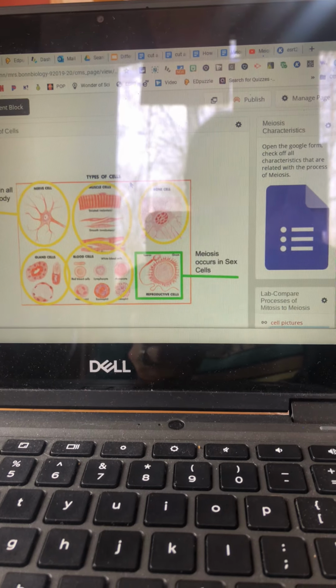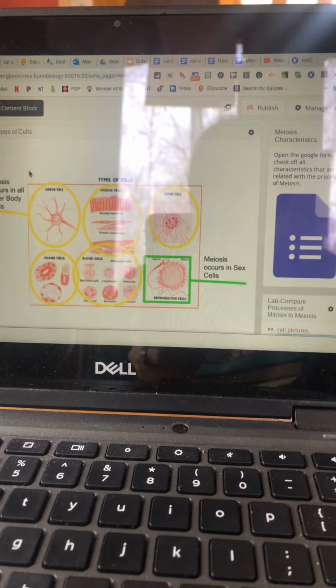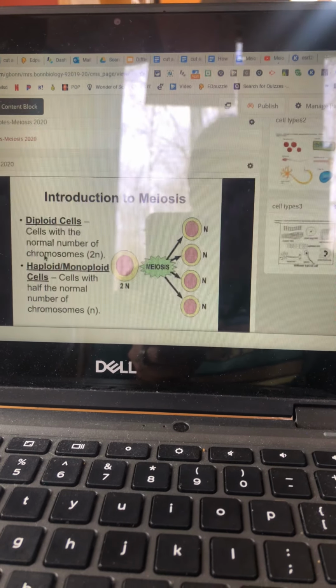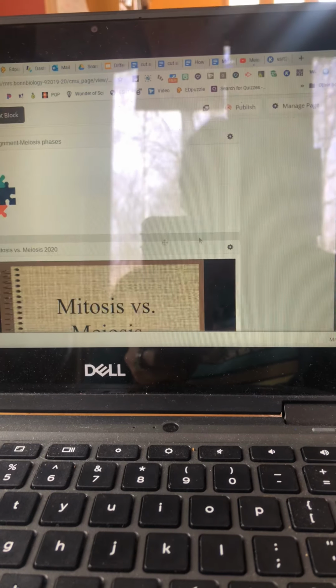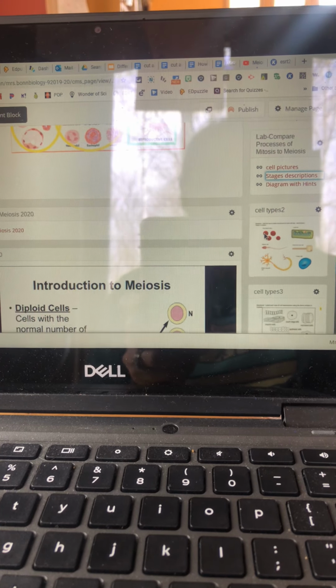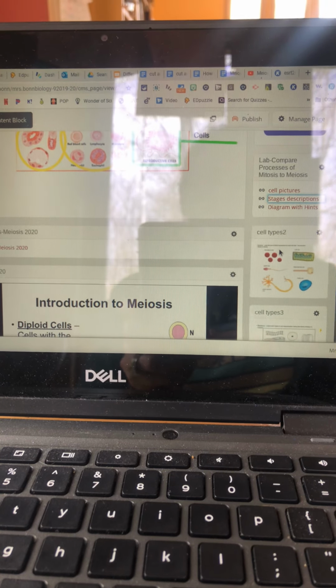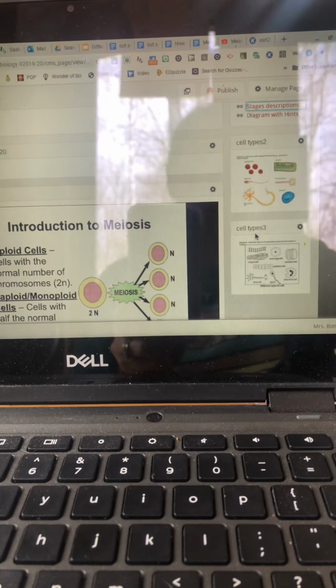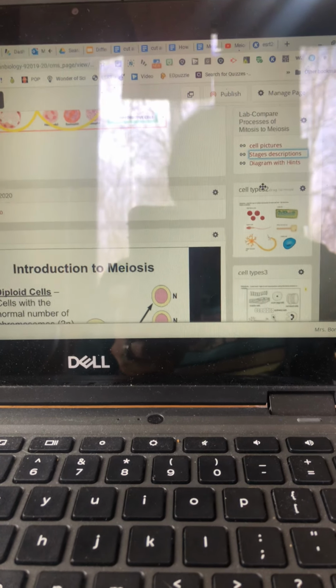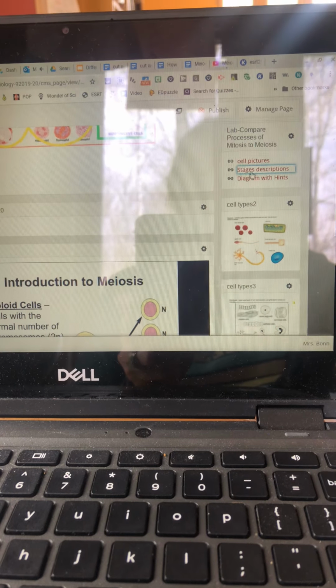So just to summarize, there is going to be a total of 6 assignments. The notes is 1. The Edpuzzle is 2. The Google form is 3. The cell types 2 is 4. The cell types 3 is 5. And the lab we are going to do together, and that will be your 6th assignment.